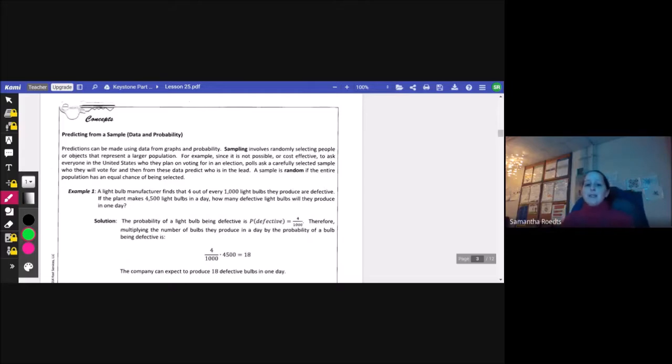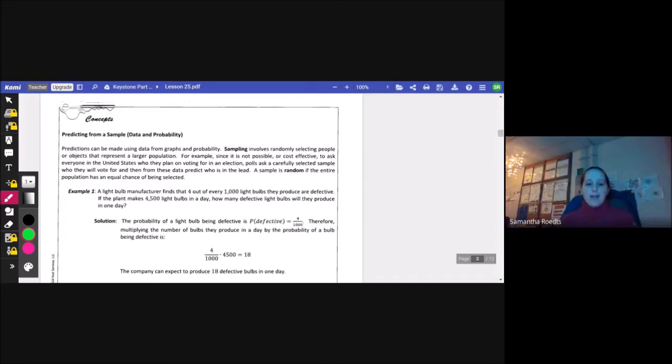Sampling involves randomly selecting people or objects that represent a larger population. For example, since it's not possible or cost effective to ask everyone in the United States who they plan on voting for in an election, polls ask a carefully selected sample who they will vote for, and then from these data, predict who is in the lead. A sample is random if the entire population has an equal chance of being selected.